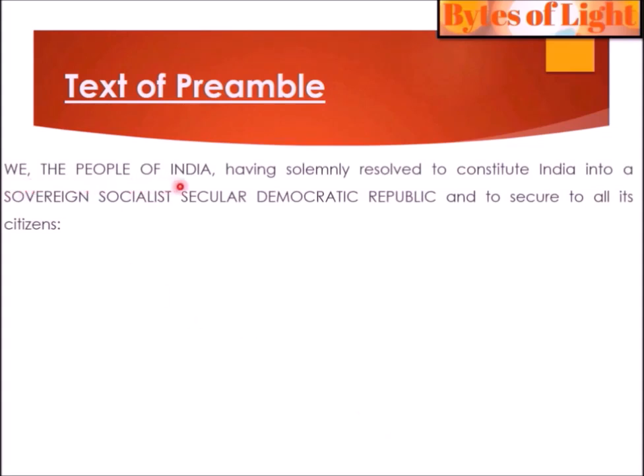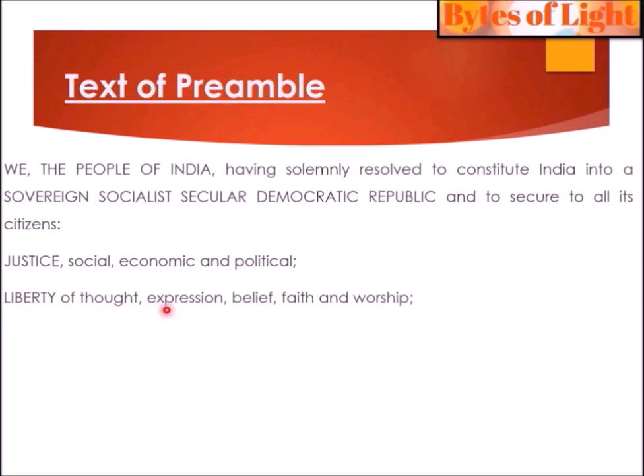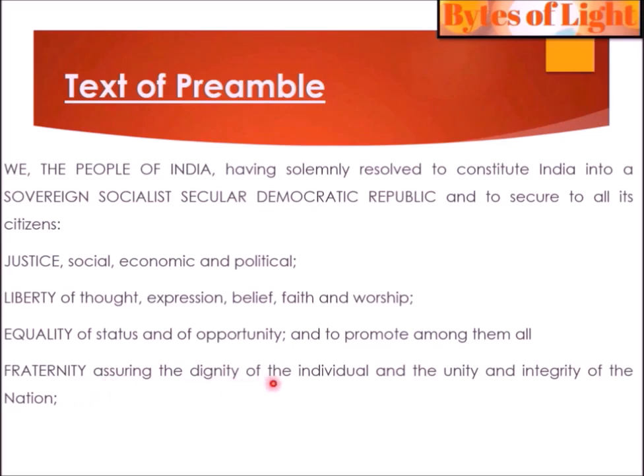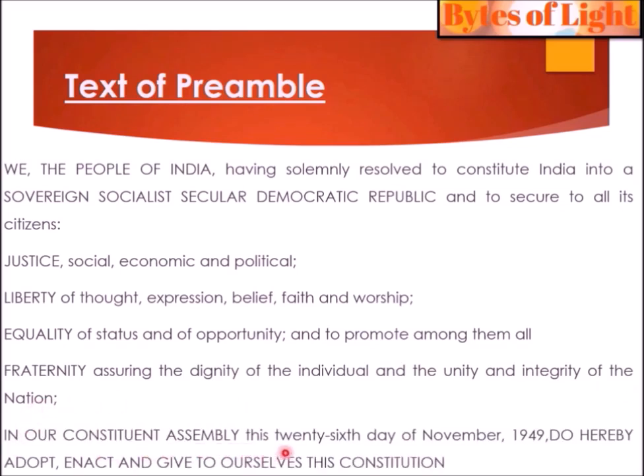Coming to the text of the preamble, it says that we, the people of India, having solemnly resolved to constitute India into a sovereign, socialist, secular, democratic republic, and to secure to all its citizens justice, social, economic and political, liberty of thought, expression, belief, faith and worship, equality of status and opportunity, and to promote among them all fraternity, assuring the dignity of the individual and unity and integrity of the nation. And in our Constituent Assembly, this 26th day of November 1949, do hereby adopt, enact, and give to ourselves this Constitution. So, this is how the text of the preamble reads.